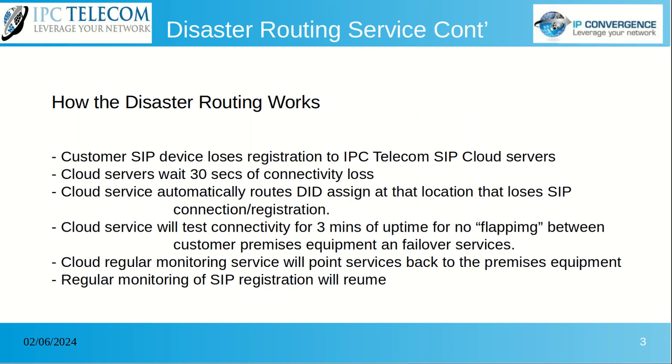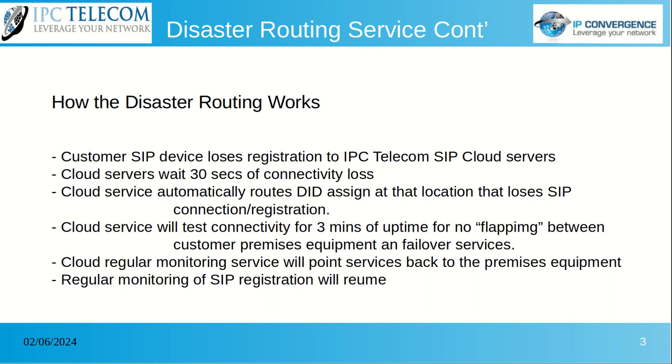So this is how the disaster routing works. Once again, that customer's SIP device loses registration. The SIP cloud services are monitoring that DID and the registration for the account on that individual phone line. Once connectivity is lost, the cloud service waits for 30 seconds just to make sure that it has gone down. The cloud service will automatically route any DID from that location, via once again the SIP connection or registration status, and it'll route that over immediately to the failover configuration that you have provided for us.